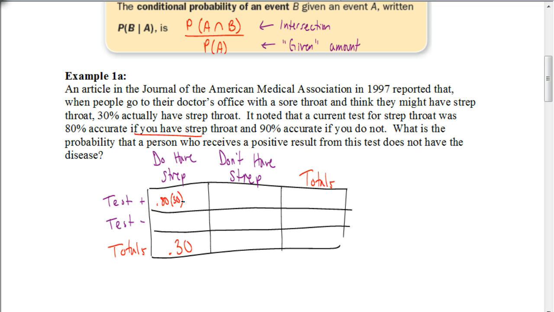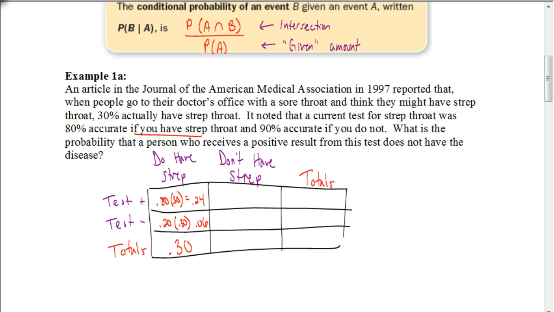And 80% of that 30% gives you 0.24. Looking at that, we can also determine that if it's 80% accurate, it's going to be inaccurate 20% of the time. So 20% of that 30% would give you 6%, or as a decimal, 0.06.